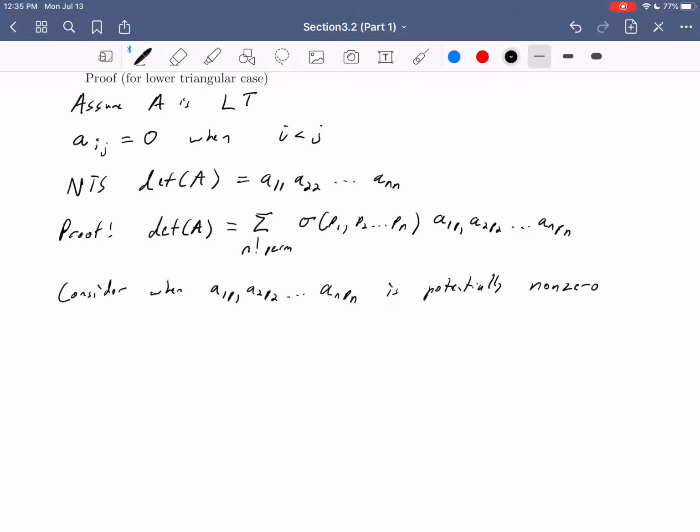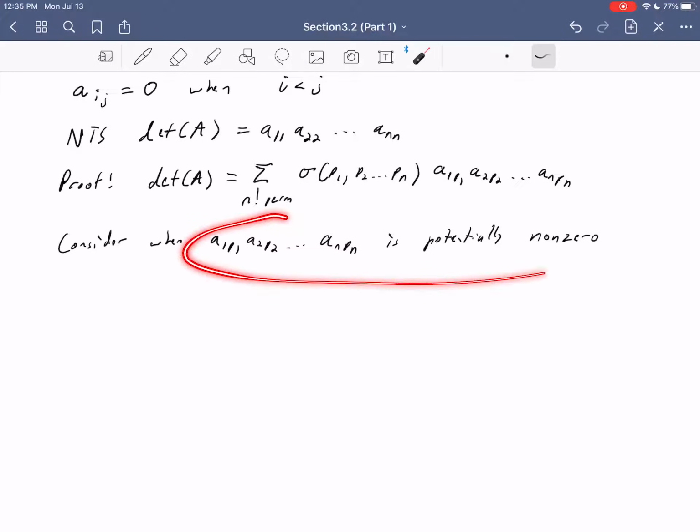Now, we're saying potentially non-zero because, again, there could be instances where maybe it is 0, but we're not going to be interested in that. What we're going to be interested in is just where it's potentially non-zero. So in other words, we're going to rule out everything that we know must be 0. All right, so let's consider when this is potentially non-zero.